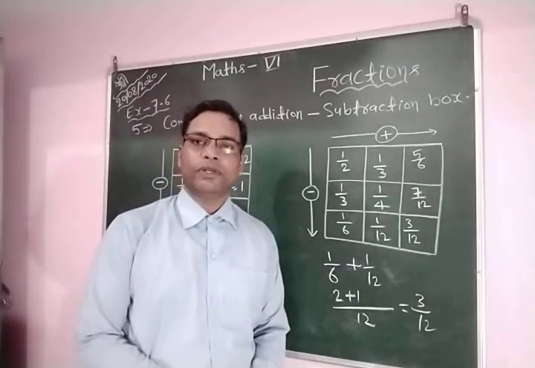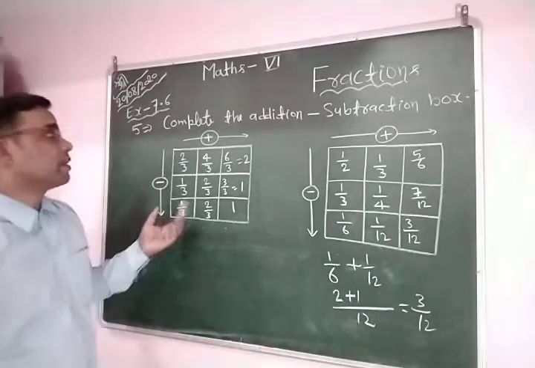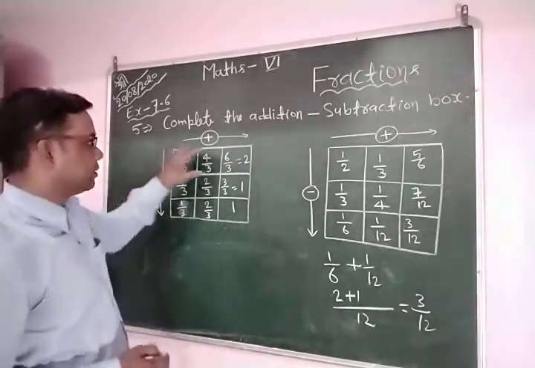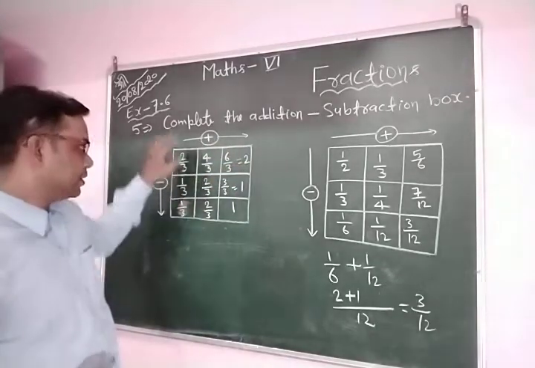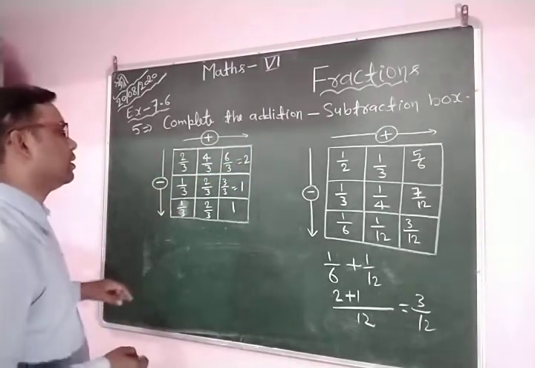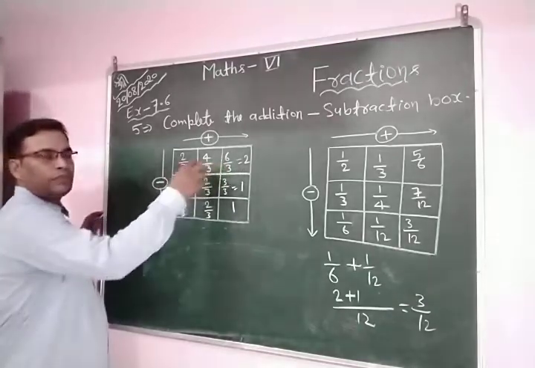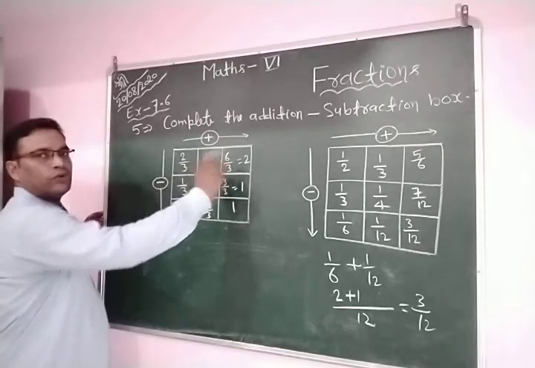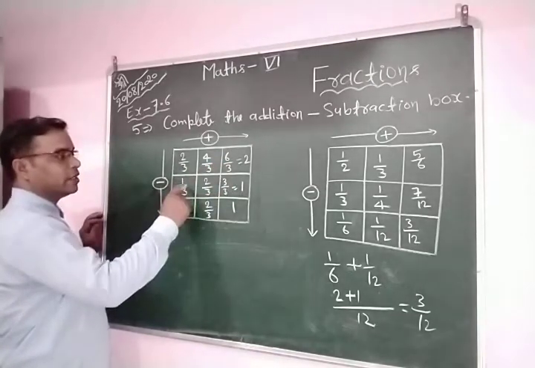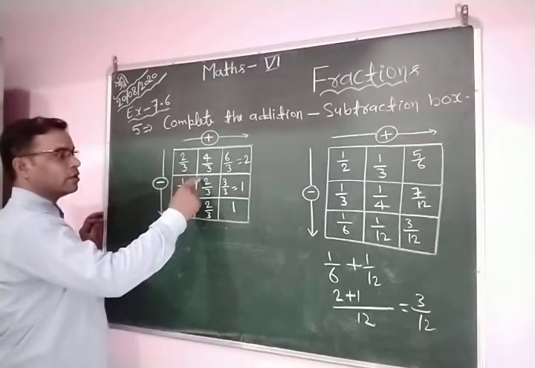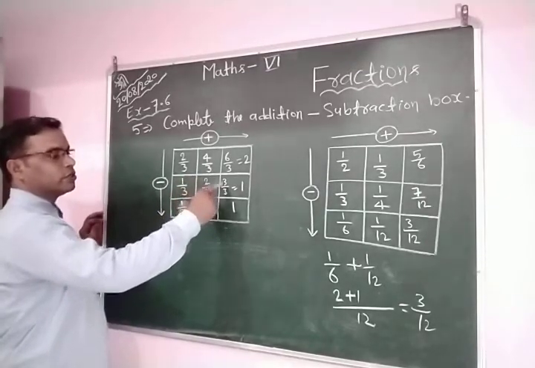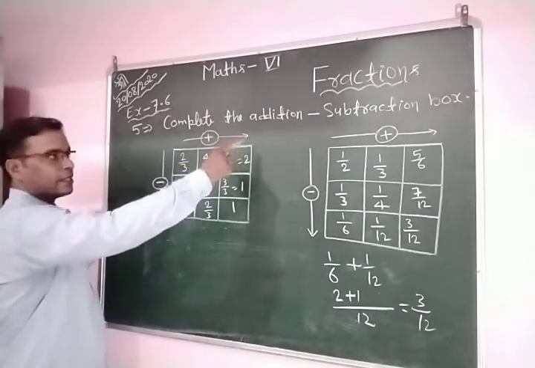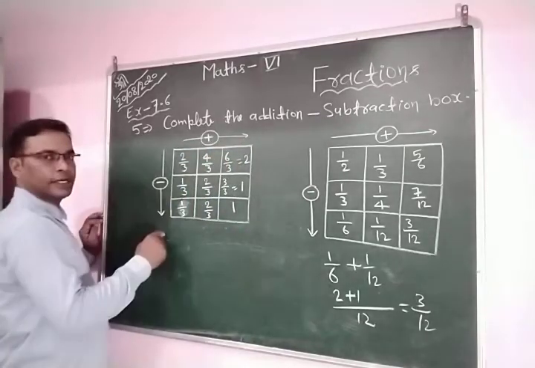So students, I hope all of you understood how to complete the addition subtraction box. This is an addition box, and this is a subtraction box. So for this box we add 2 by 3 plus 4 by 3, we obtain 6 by 3, which is equal to 2, and for this box we add 1 by 3 plus 2 by 3, which is equal to 3 by 3, equal to 1, because we run in this direction. This is the plus addition direction and this is a subtraction direction.